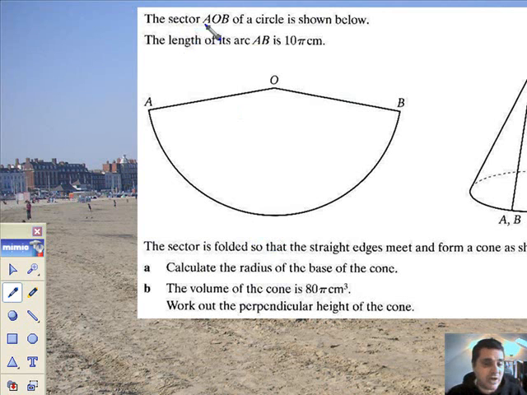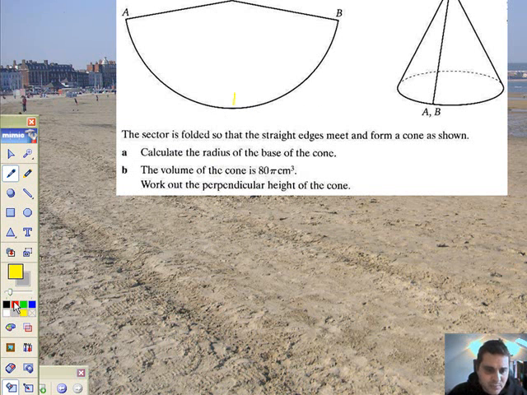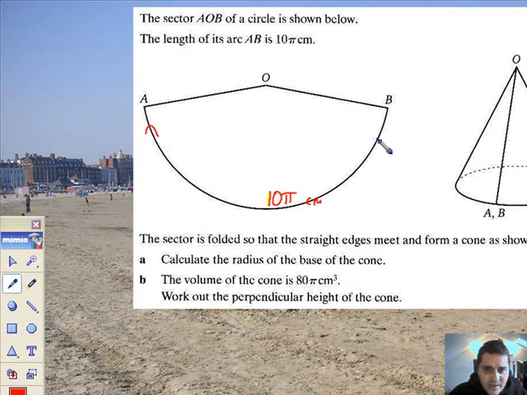The sector AOB of a circle is shown. So AOB is a sector, a big chunk of a circle. We're told that the arc length of AB is 10 pi centimeters. There it is, that pi thing again. So this length here is 10 pi, not this part. That's obviously the radius of some sort. So let's put it in red so it stands out. So that's 10 pi centimeters all the way around from there to there. Okay, so there's no mistake in what I'm chatting about.